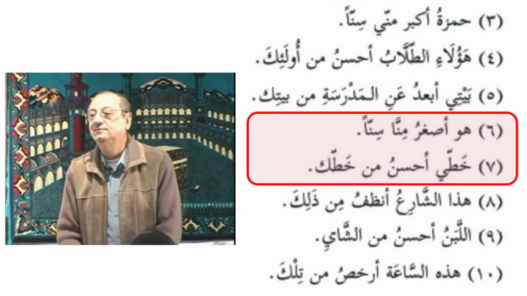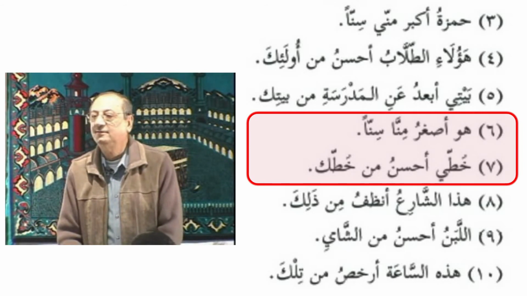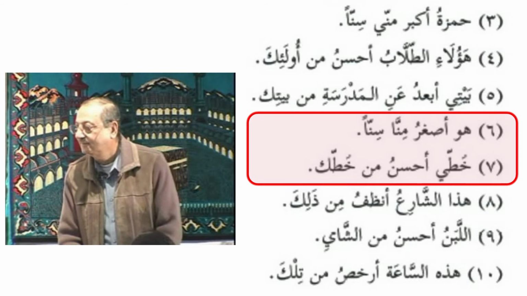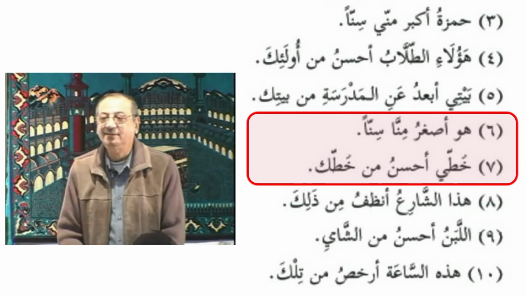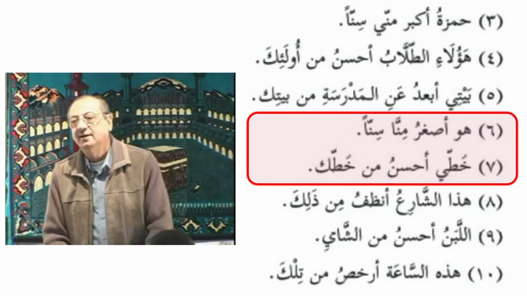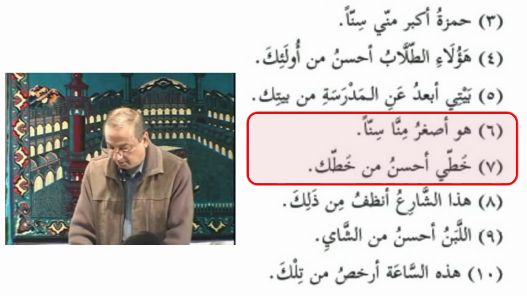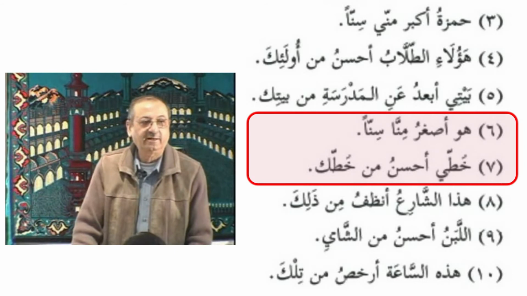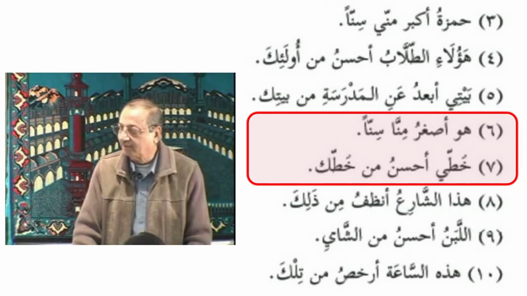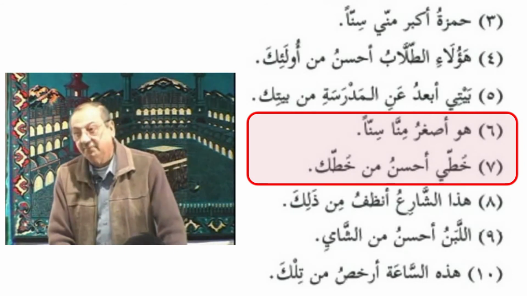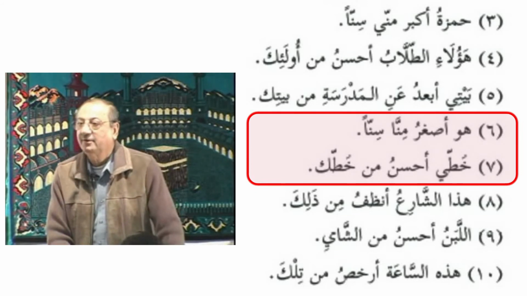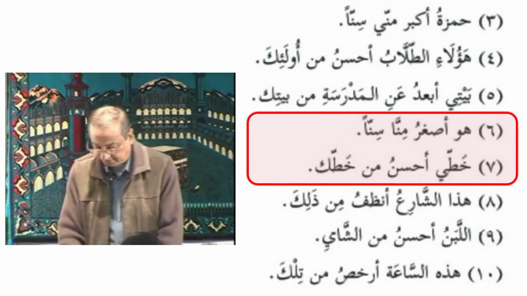Min khat. What will you say? Min khatti. Min khatti. Because min came, harf jar, ism majrur. Min khattika. How many words are there? Three words. Min is harf jar. Khatti is ism majrur and it is mudaf, and then mudaf ilayhi. Very good, brother.